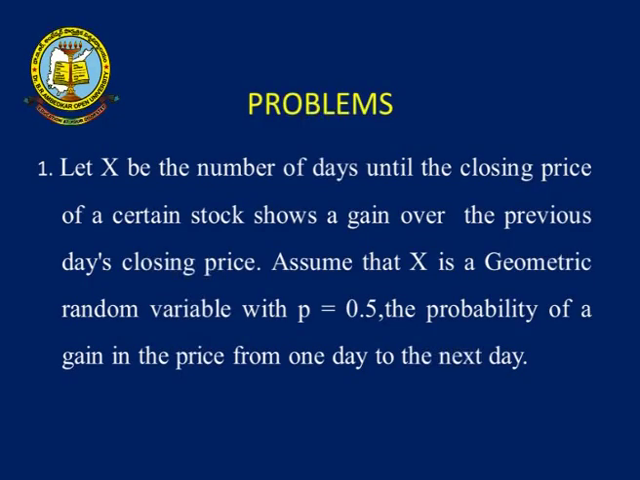Now let us do some problems here. Let X be the number of days until the closing price of a certain stock shows a gain over the previous day's closing price. Assume that X is a geometric random variable with p is equal to 0.5, the probability of a gain in the price from one day to the next day.